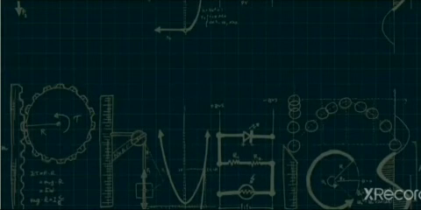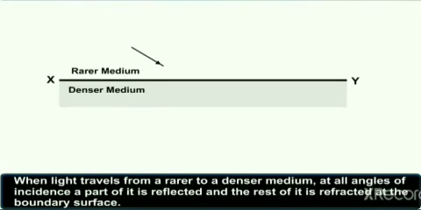Internal reflection. When light travels from a rarer to a denser medium, at all angles of incidence, a part of it is reflected and the rest of it is refracted at the boundary surface.